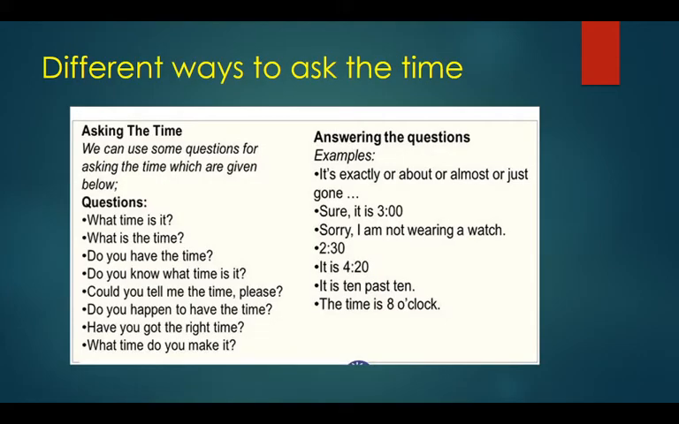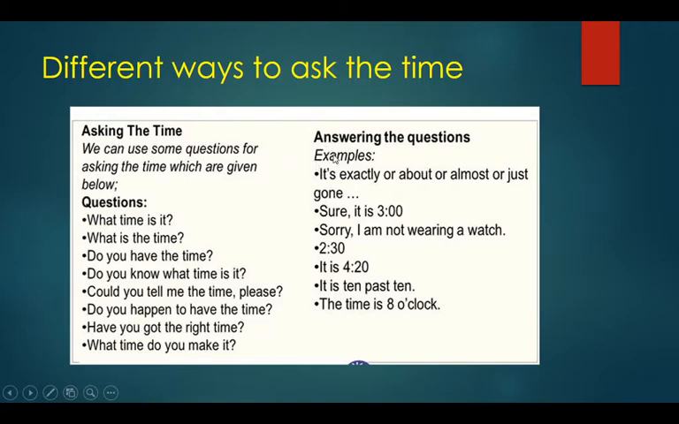In this case, we have all the options. When do you want to ask the time? For instance, in this case, what time is it? is a possible option. What is the time? Do you have the time? Do you know what time it is? Could you tell me the time, please? Do you happen to have the time? Have you got the right time? What time do you make it? All of these are options to ask the time.